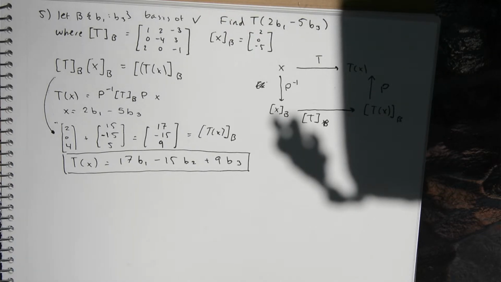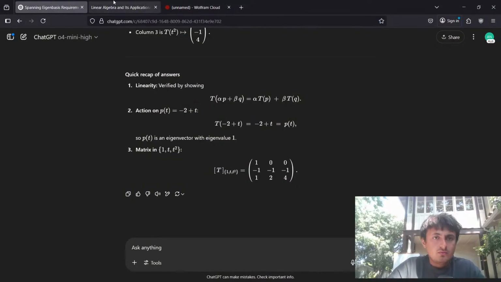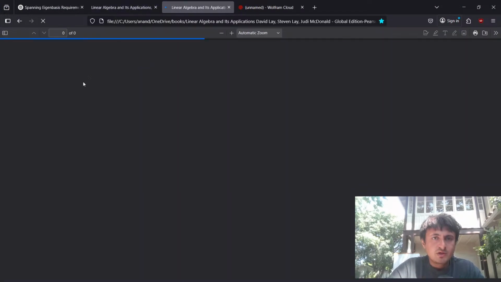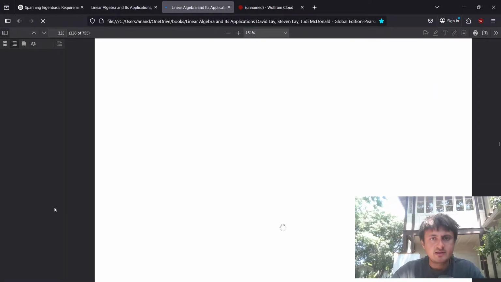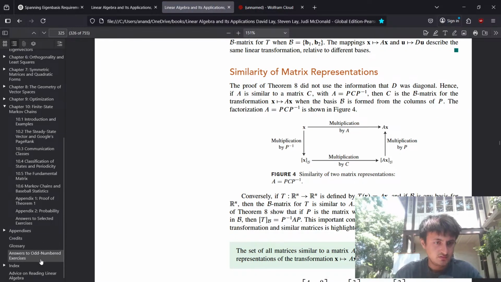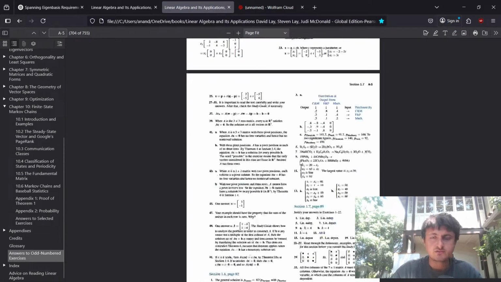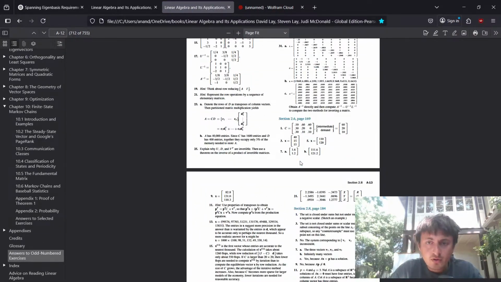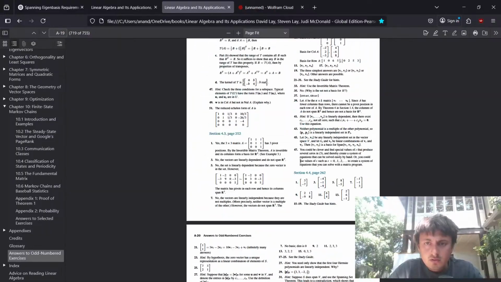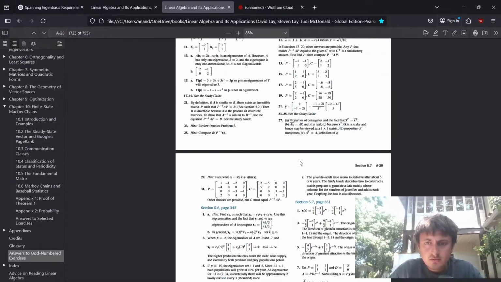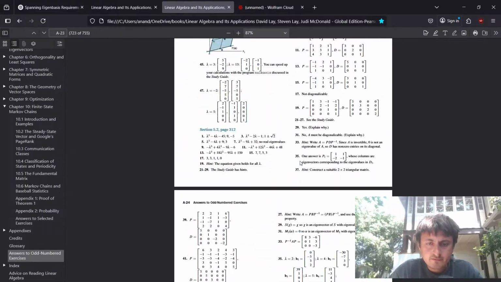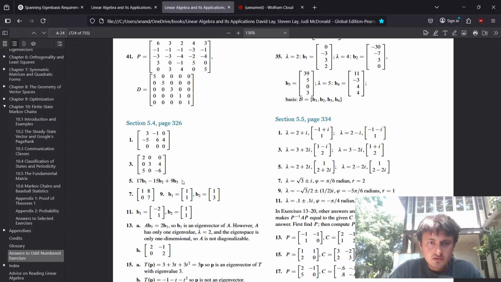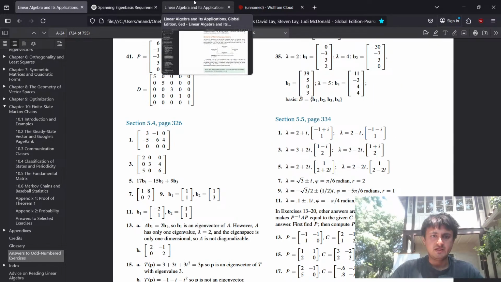Let's double check. We are actually going to use the book. The end of the book has answers for odd numbers. We need to go to chapter 5.4. Oh, yeah, baby. We did it right. It's good stuff, man.